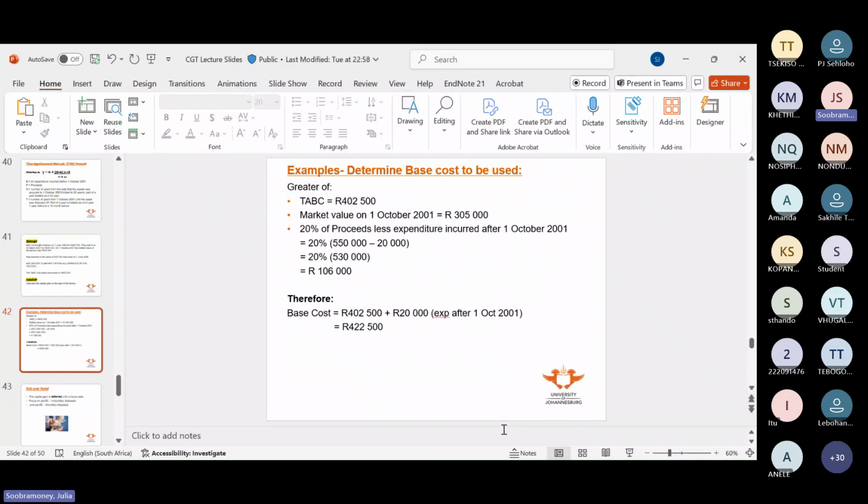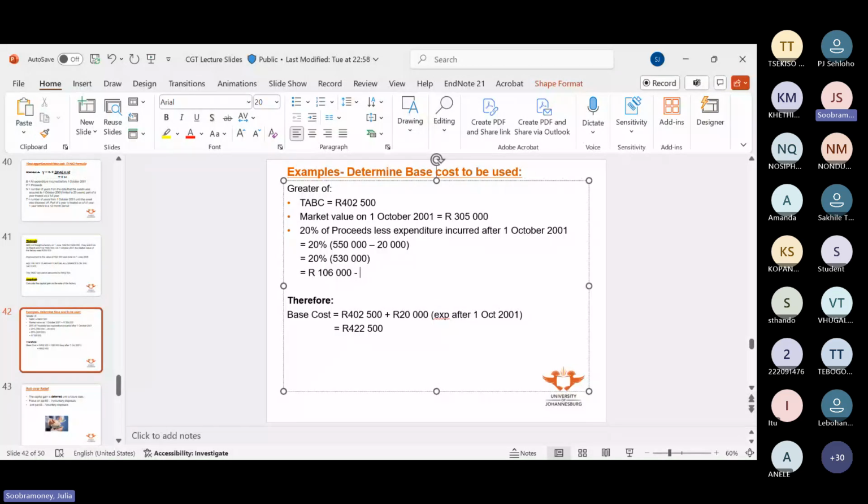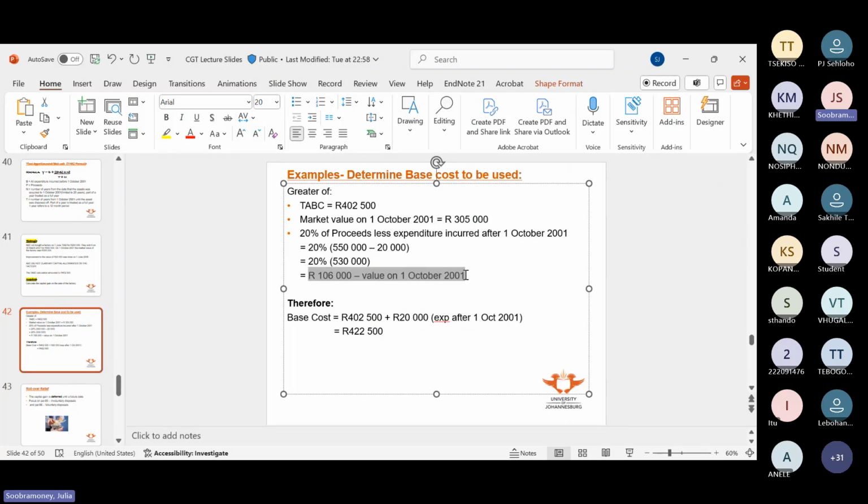All right, so the improvement there was 20,000. So how do we do this calculation? We say proceeds, which is 550, what we sold it for, less my expenditure, my improvement of 20,000, to give me 530, multiplied by 20% to give me 106,000. So this 106,000 is what? It's the value on 1 October 2021. Everyone happy with that?